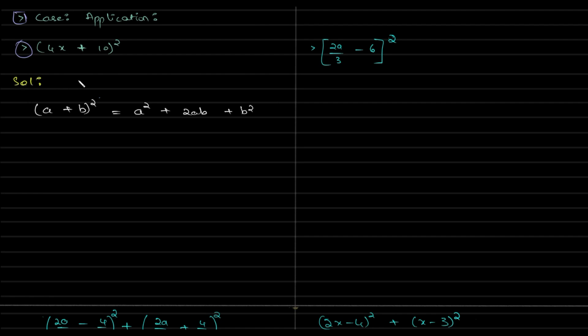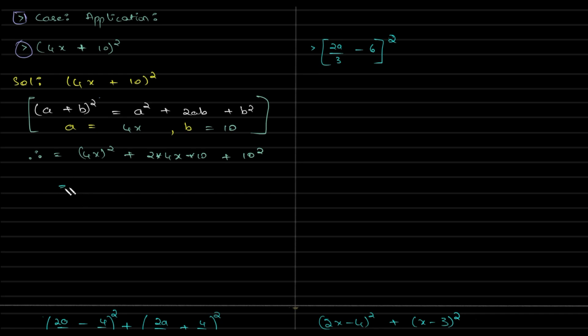Now, the question is to expand 4x plus 10 the whole square. So this is the identity being used, and you need to write that identity. Here, A is equal to what and B is equal to what? Yes, A is equal to 4x and B is equal to 10. Therefore, we have this, you can put it in brackets, 4x the whole square plus 2 into 4x into 10 plus 10 square.